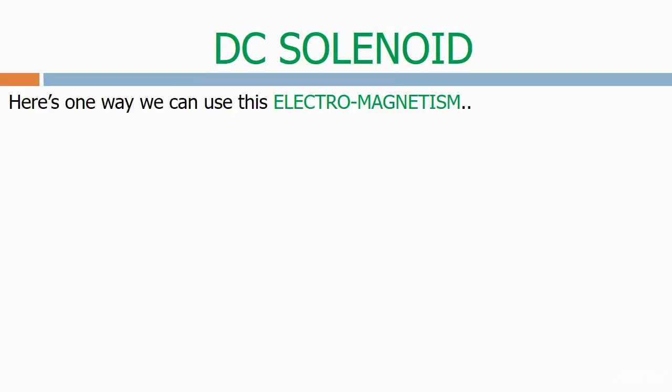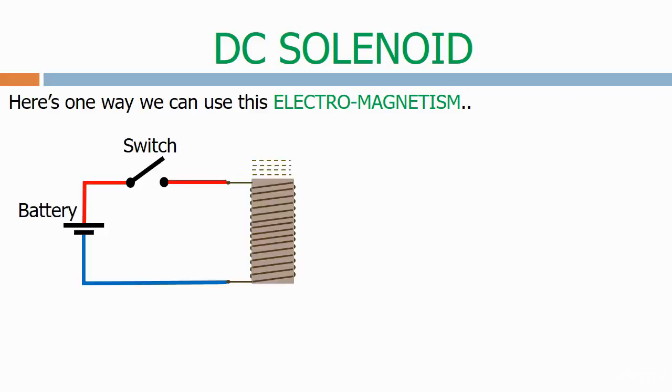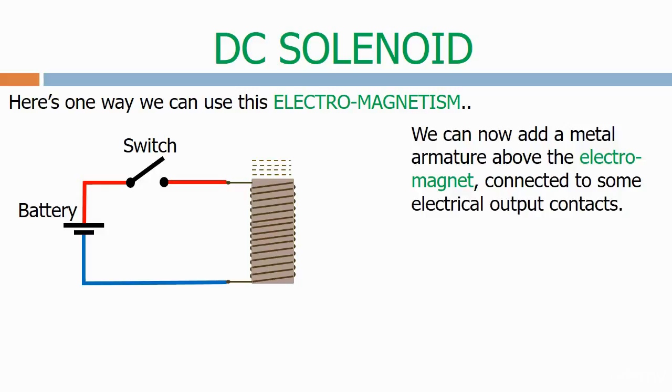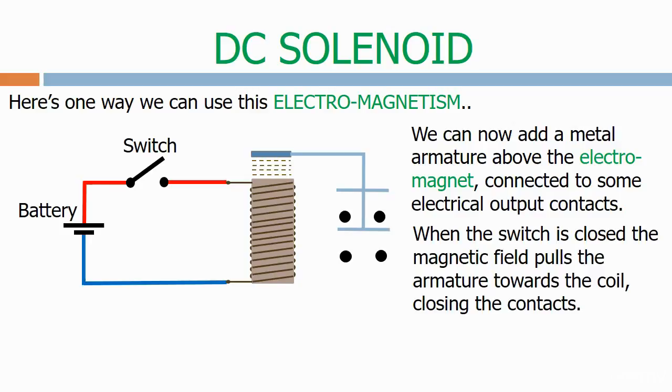Here's one way we can use this electromagnetism. Here we have the coil from before, with a DC supply and a switch to turn off the positive supply. We can now add a metal armature above the electromagnet, connected to some electrical output contacts. When the switch is closed, the magnetic field pulls the armature towards the coil, closing the contacts.